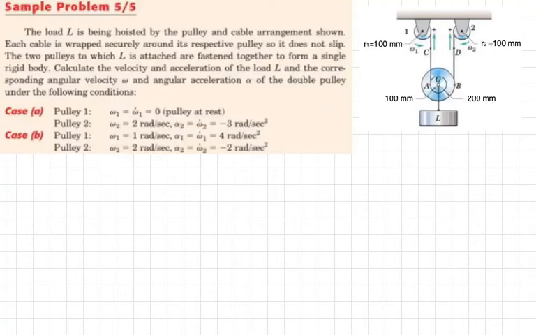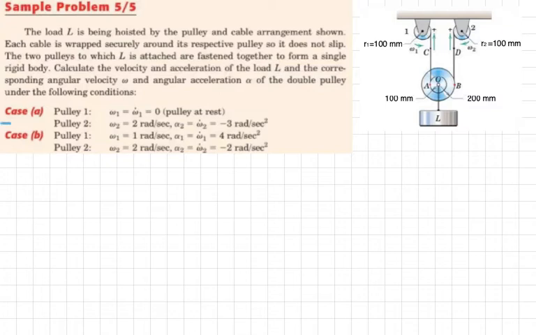This is sample problem 5.5 in your textbook, but I've modified it. Instead of using inches, I've used the SI units. It says that the load L is being hoisted by the pulley and the cable arrangement that is shown. Each cable is wrapped securely around its respective pulley so it does not slip. The two pulleys to which L is attached are fastened together to form a single rigid body.